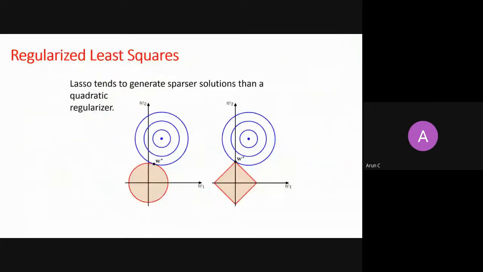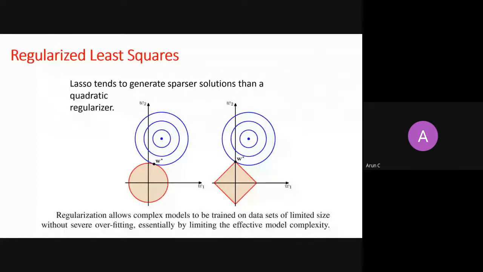So this is what we have already discussed. I ask you to just go through this, and if this line doesn't make sense to you, then you need a discussion with your friends and colleagues. And if it still doesn't make sense, you can ask me for clarification. But I have already told you in the first three lectures what this line means, right? Regularization allows complex models to train on a data set of limited size without severe overfitting, essentially by limiting the effective model complexity, right?